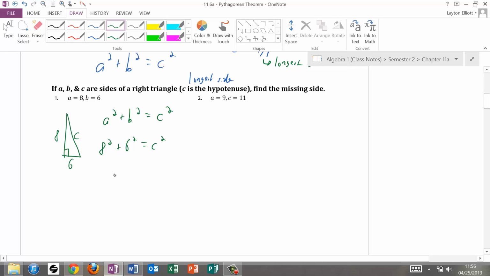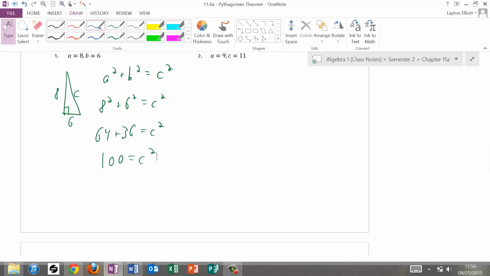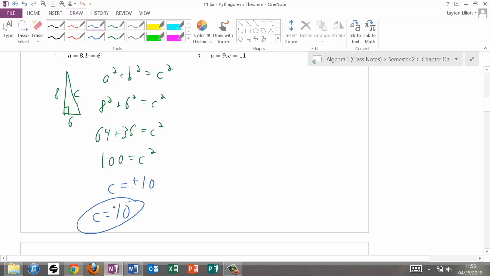The order of operations says that you do the groupings first, and then we do the exponents. 8 to the second power is 64, 6 to the second power is 36. That's equal to c squared. Then we add. 64 plus 36 is 100. And c squared is equal to 100. If c squared is equal to 100, c is equal to plus or minus 10. However, since this is a side length, we have to reject negative 10. And so we're just going to say c is equal to positive 10.